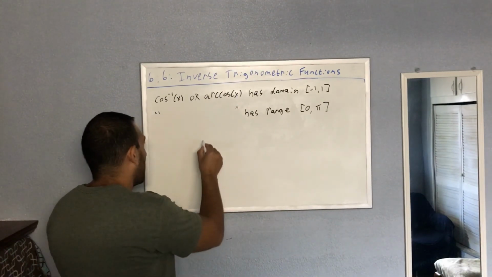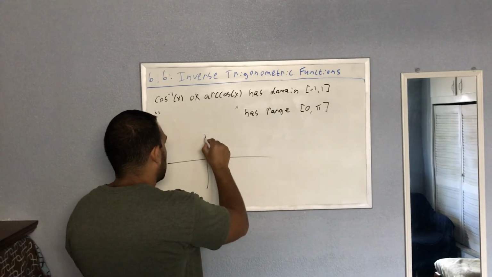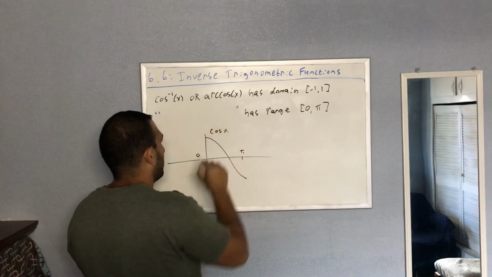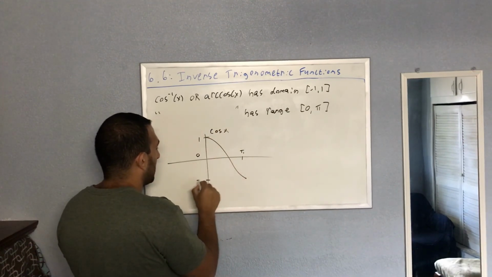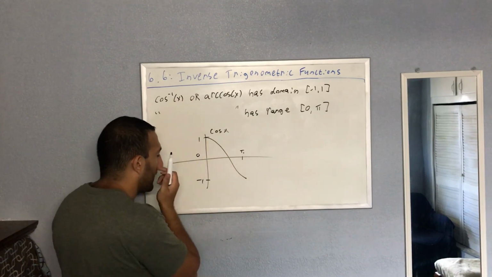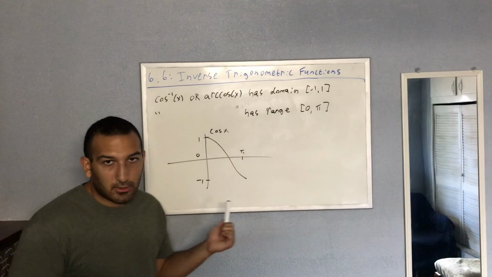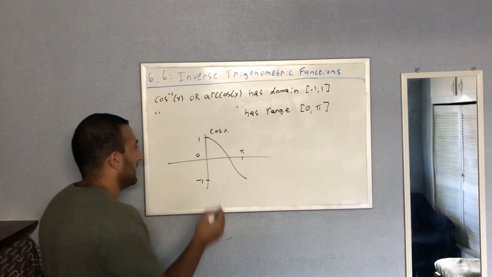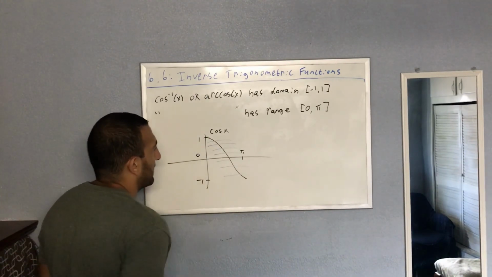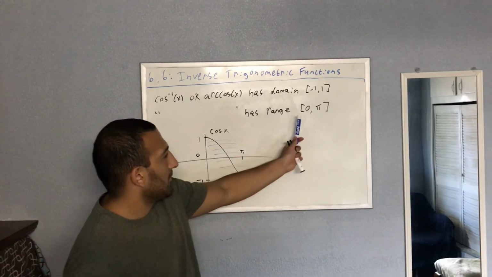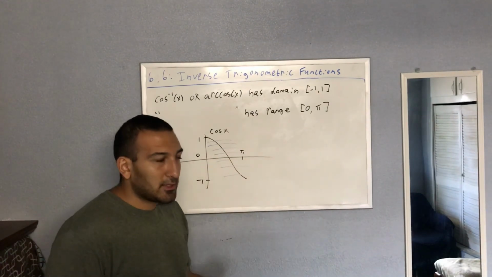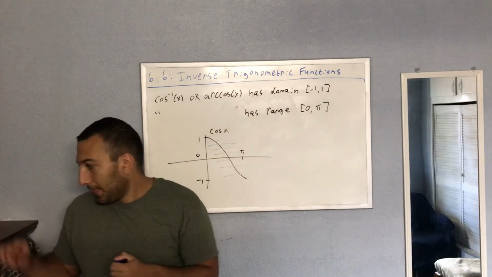And if you think about why, notice that between 0 and pi, the cosine function hits every value that it normally does. It starts at 1 and hits every number until negative 1. It also passes the horizontal line test. And so its inverse is very nicely defined on this domain, meaning this will be the range of the inverse function.